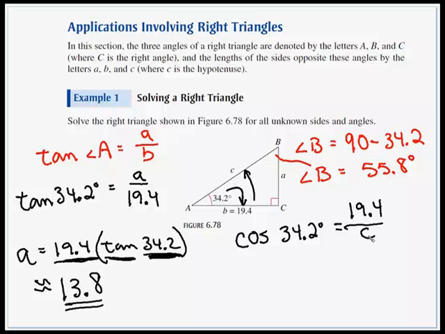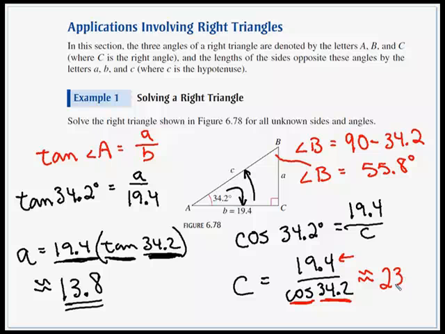So to solve this for c, we would multiply both sides by c and then divide by the cosine of 34.2. And what we're going to get is c equals 19.4 divided by the cosine of 34.2. To punch this in the calculator, I would do 19.4 and then divided by 34.2, hit the cosine key, and then equals, and we get approximately 23.46. And there's every missing side, and every missing angle has been accounted for. Again, that's kind of a review. In an earlier section, we did solve right triangles.